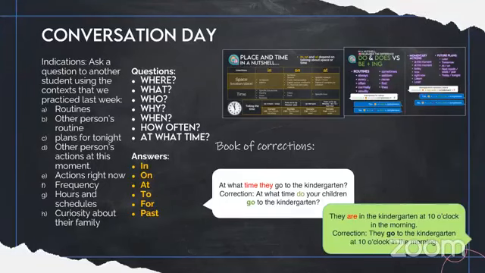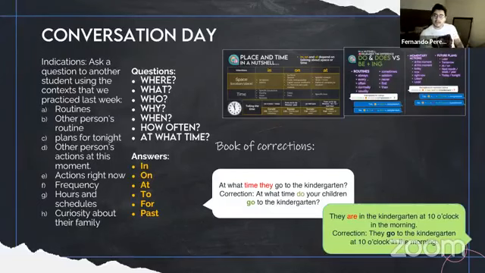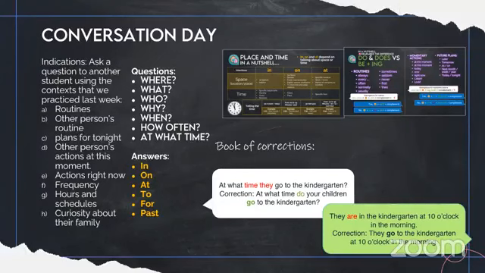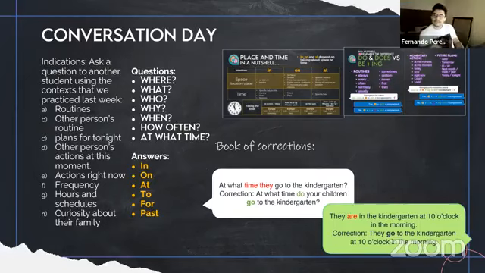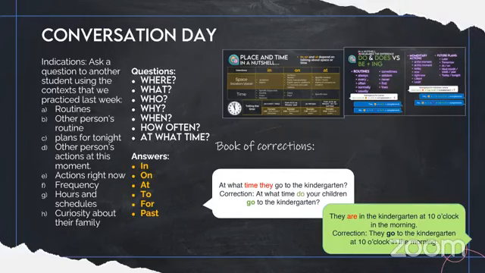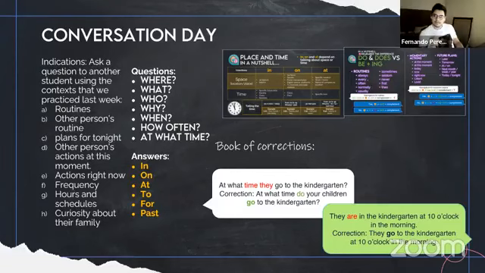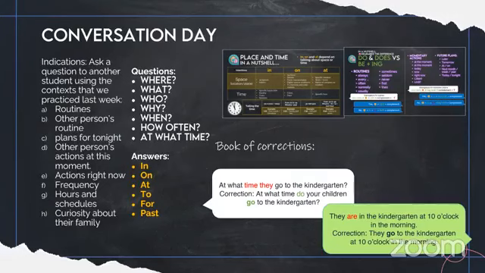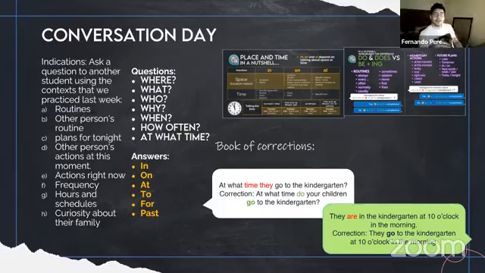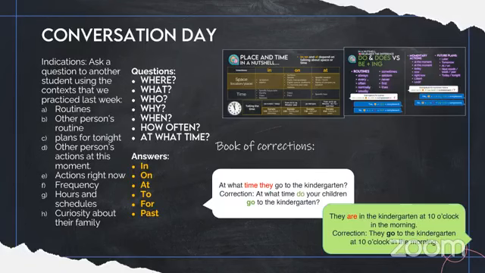Sorry, teacher. I don't understand. Repeat, at what time are they in the kindergarten? What time are they in kindergarten? They are in the kindergarten. At 10 and 10 and 5 o'clock. Okay, so it's 5 minutes to go to the 10, 5 minutes to go.